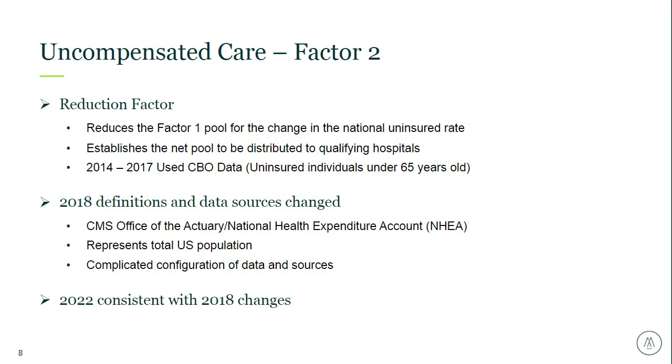So regarding Factor 2, the short story here is that for fiscal year 2022, CMS has elected to basically utilize a similar methodology to that employed since 2018. However, as with last year's rulemaking cycle, there were still questions regarding how the implications of the pandemic were factored into the uninsured rate that is being estimated for 2021 and 2022.